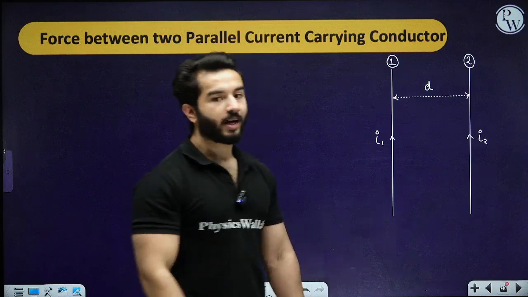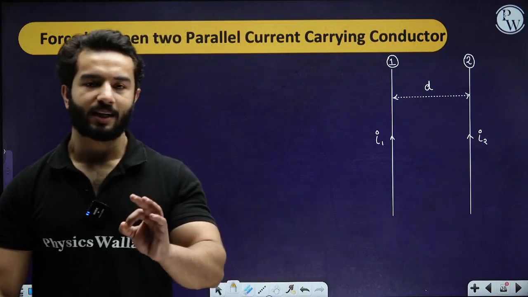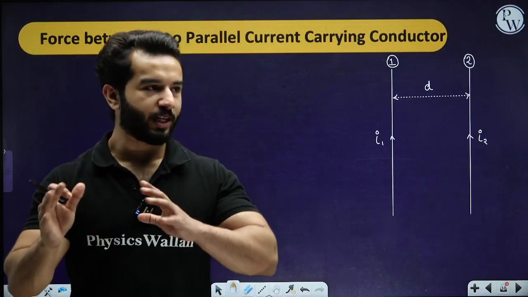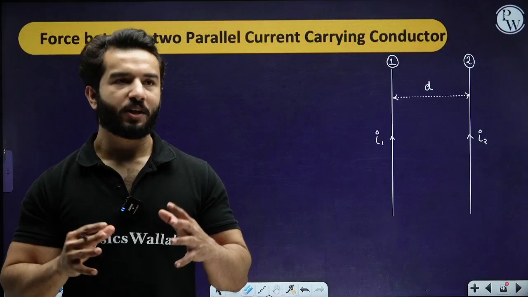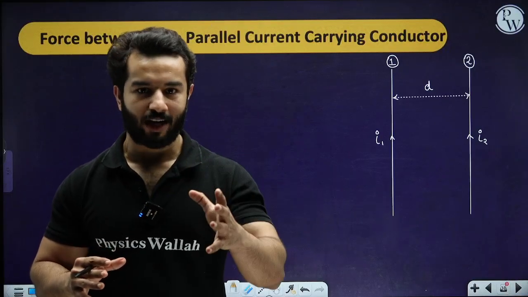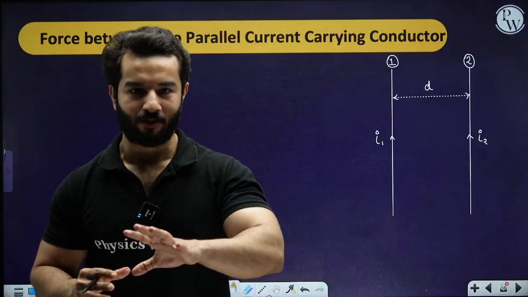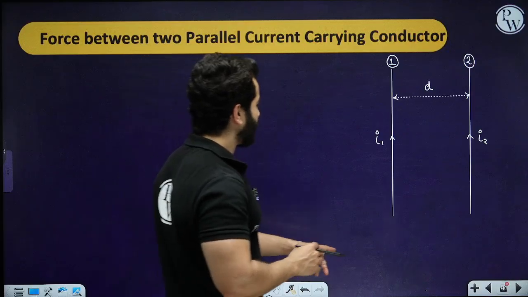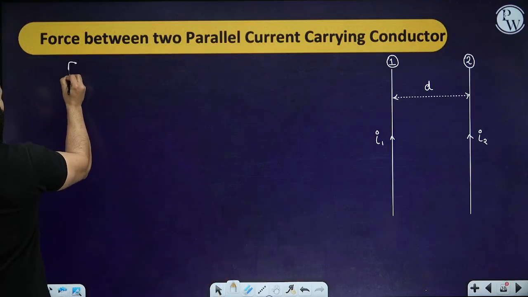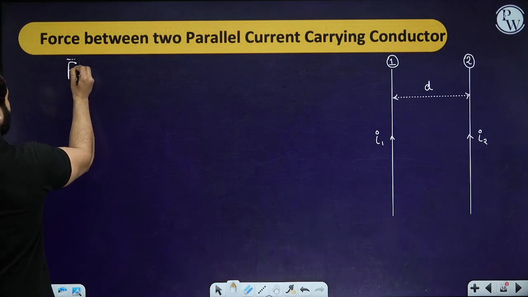And we want to find out the force acting on one current carrying conductor because of another. Now hold on, let's go step by step. Till now we have studied that there will be a magnetic force acting on a current carrying wire which is kept in an external magnetic field. So let's first find out what force will act on wire 1 due to wire 2. So that's how we are going to name it.